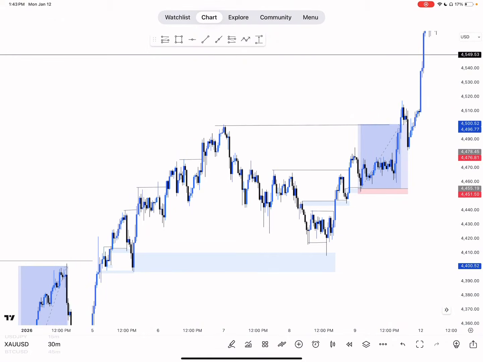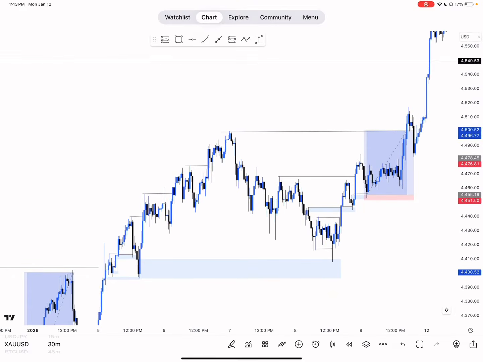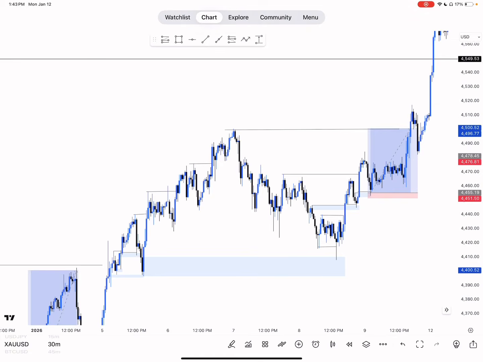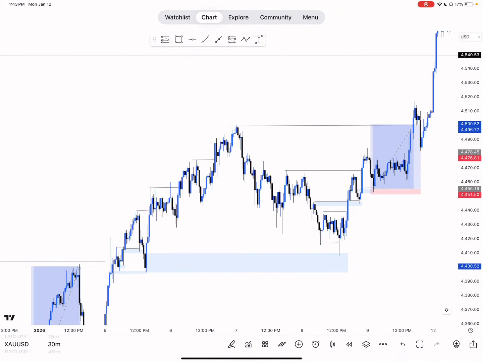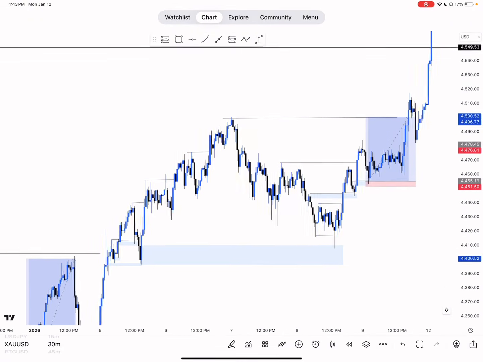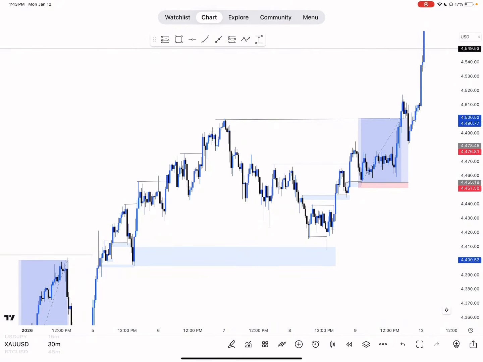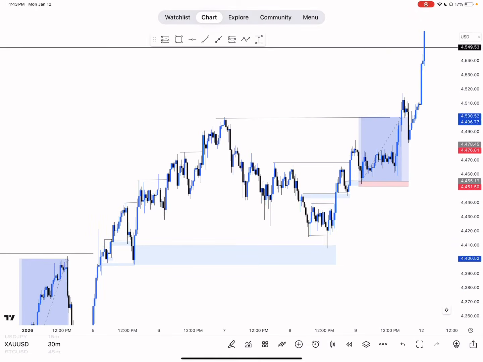So, let's talk about inducement. Let me tell you what inducement really is. Inducement is a deliberate move by the market to attract traders into the wrong position before the real direction begins. Smart money needs liquidity. So before price continues, it often moves in a way that triggers early entries, hits stop losses, and sweeps liquidity. That is not random. It is inducement.